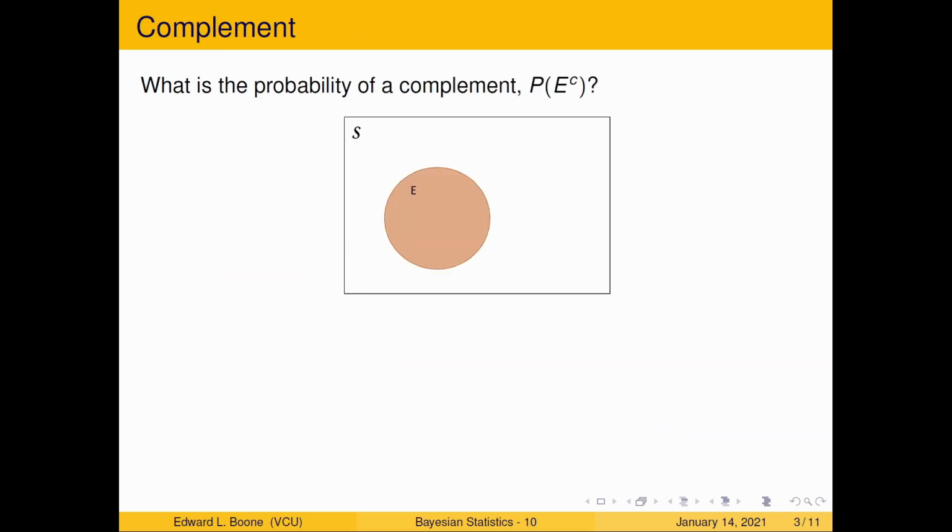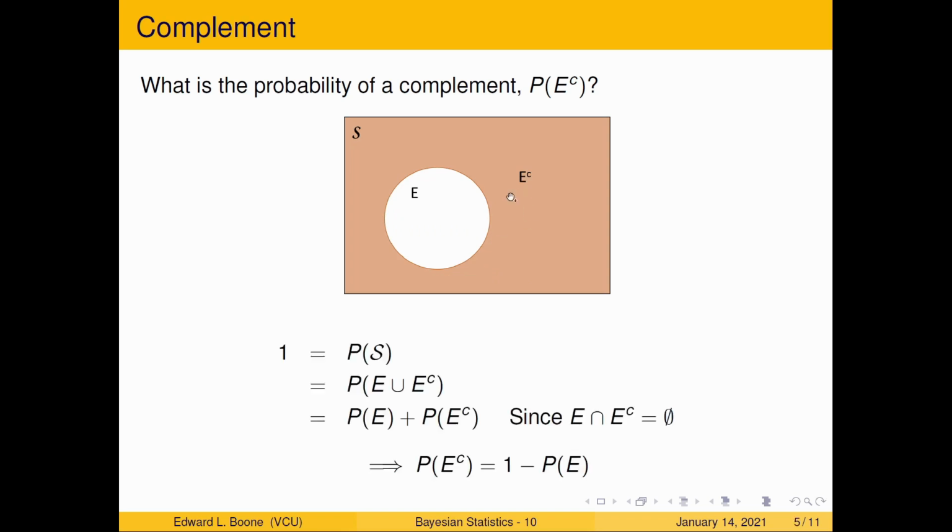All right, so here we go. What is the probability of a complement? Here's E, here's S. Everything outside is E complement, right? That's what we had from before. Well, we know that the whole square is equal to 1. This is not by any means a rigorous proof, but I'm just giving you the sketch of it. So we know the whole thing is equal to 1, which is the probability of S.